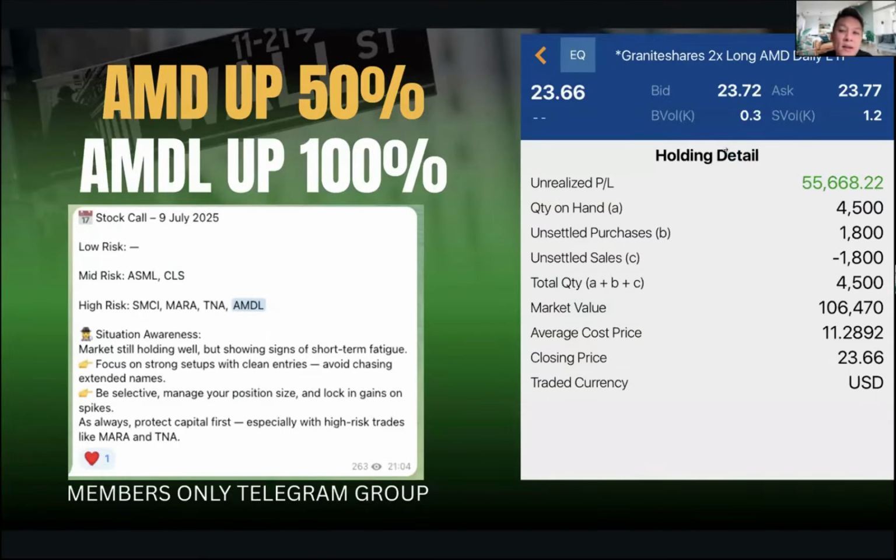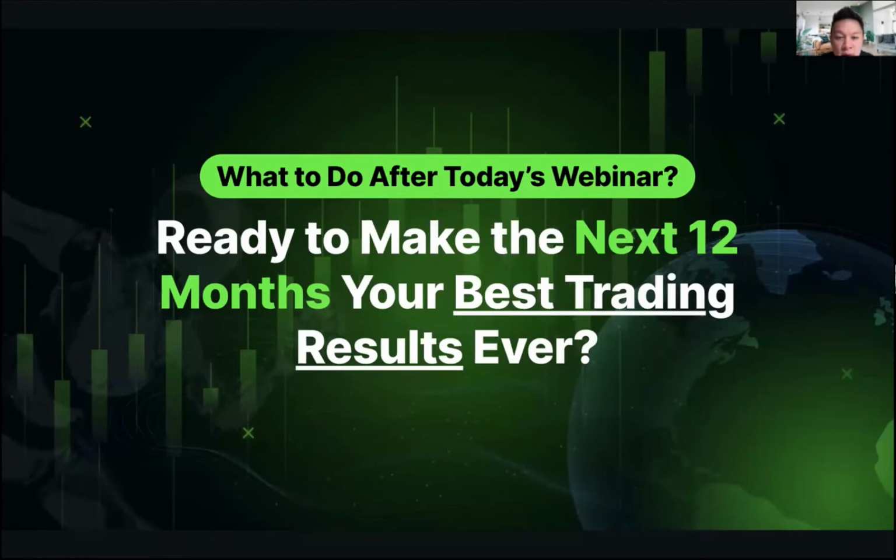These are just part of the profit, 55,000 USD from this AMDL. Again, it's about how you can do it in the next 12 months. The past 12 months are already over, and you cannot change anything there. But can you change and do better in the next 12 months? The answer is yes. Are you ready to make the next 12 months your best trading result ever?